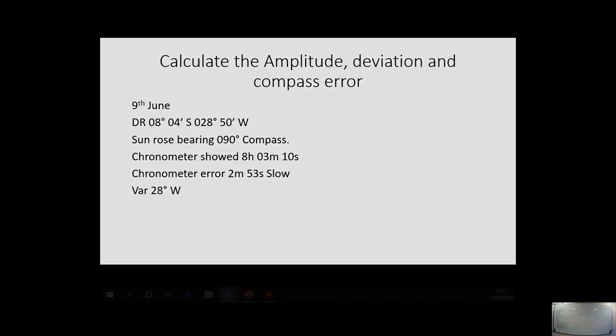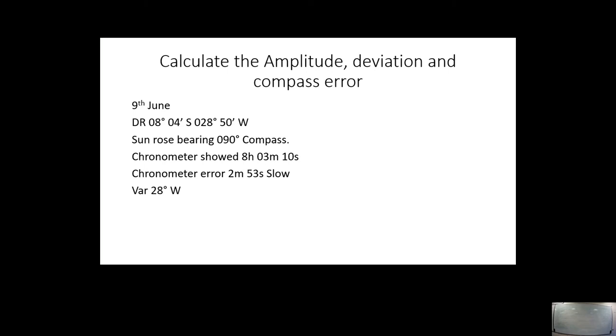Okay, so 9th of June, DR position. The question says, calculate the amplitude, deviation, and compass error. We have a DR position. It tells us the sun rose 090. The chronometer showed 080310. Chronometer error was 2 minutes 53 seconds slow. And the variation was 28 west.